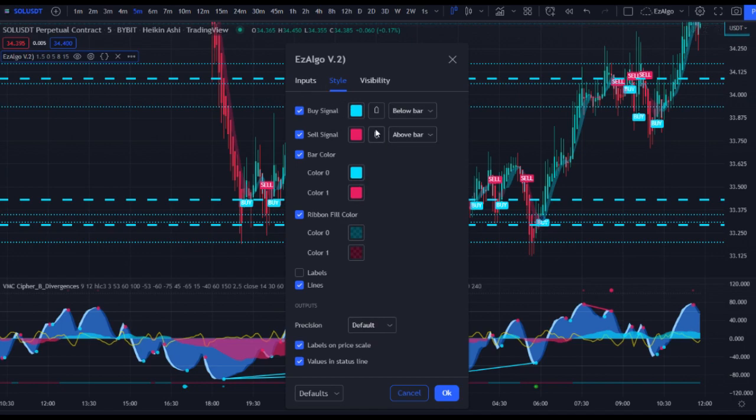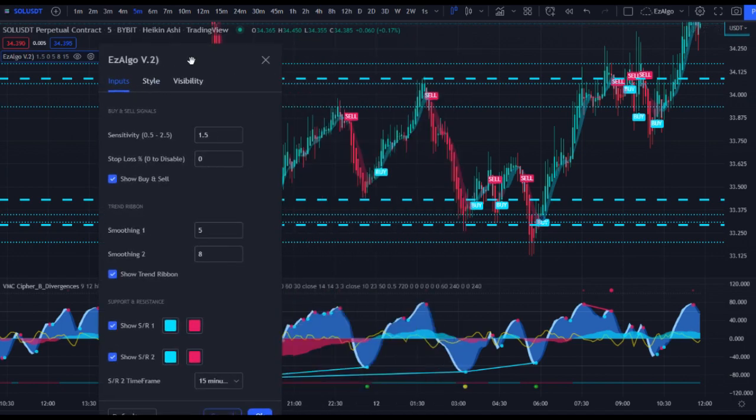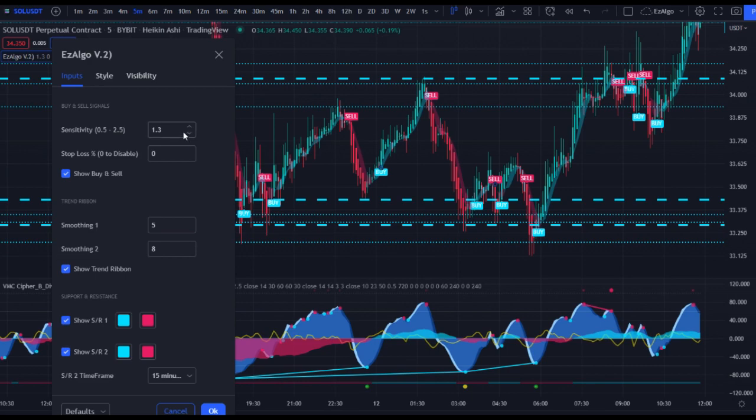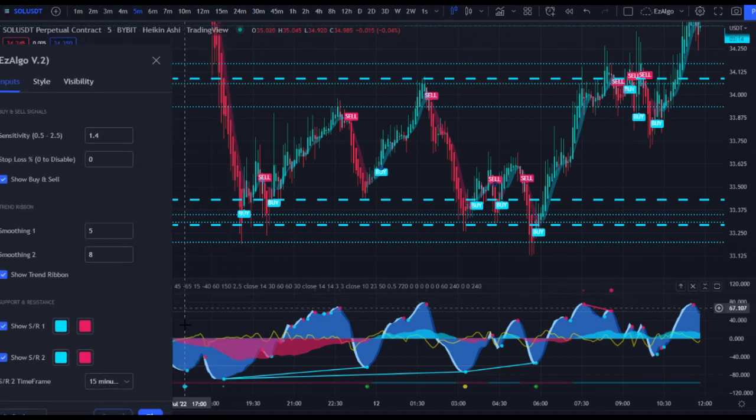I keep my sensitivity at 1.5, which is a standard sensitivity. Now you can change this a little bit if you want to go down to maybe 1.3, 1.4. You can kind of play around with it yourself. I usually just use the standard 1.5 sensitivity though. But 1.4 works great as well.